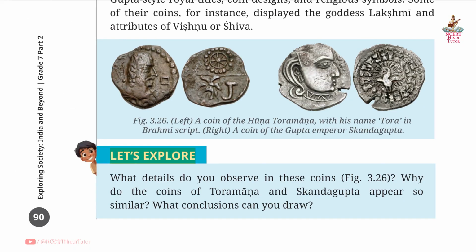Let's explore page 90. What details do you observe in these coins? Figure 3.26. Why do the coins of Toramana and Skandagupta appear so similar? What conclusions can you draw?